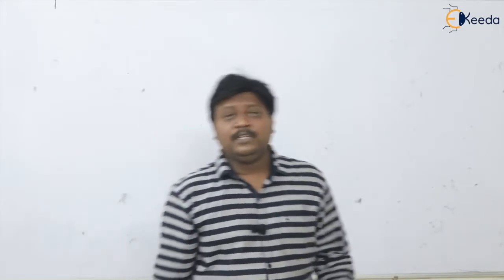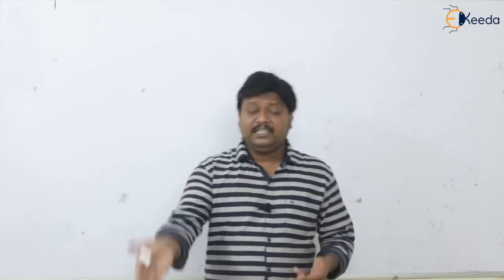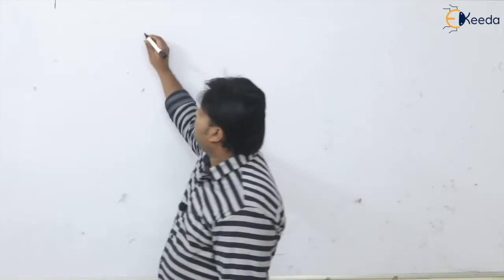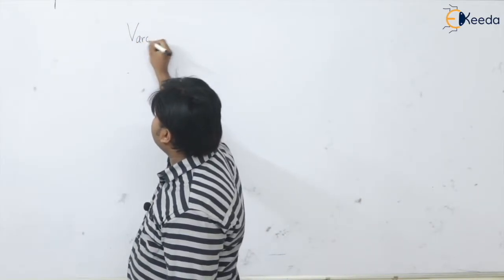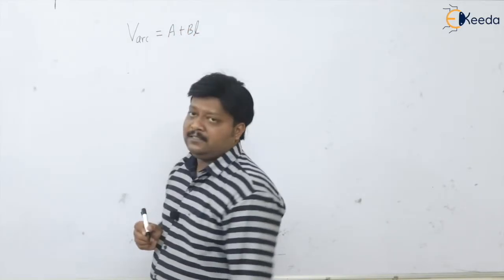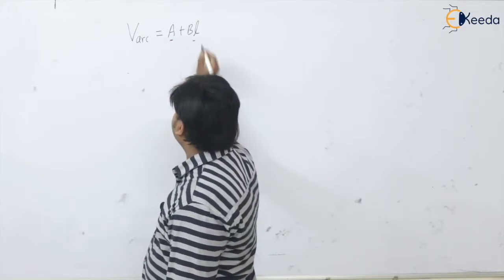The linear voltage E and arc length L characteristics of the welding arc can be given as. So उन्होंने क्या दिया है? उल्टा पूछा है. They have asked in reverse manner. From the given information we have to get the equation for the voltage in the arc. We know how to represent the voltage in the arc: E is equal to A plus BL, isn't it? We know that this is the electrode drop and this is the column drop.